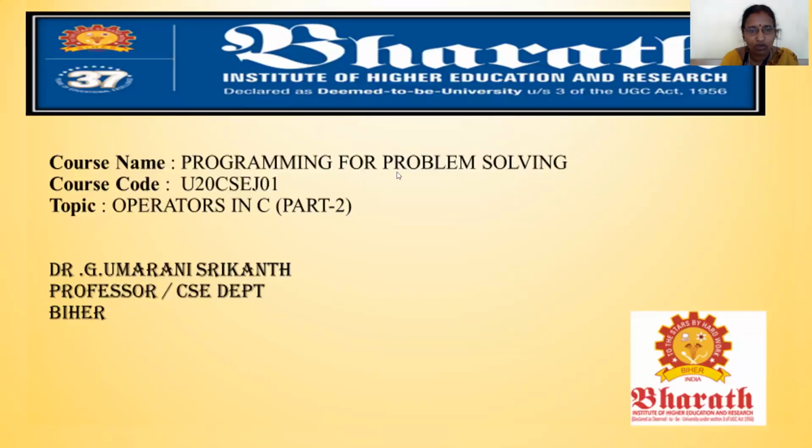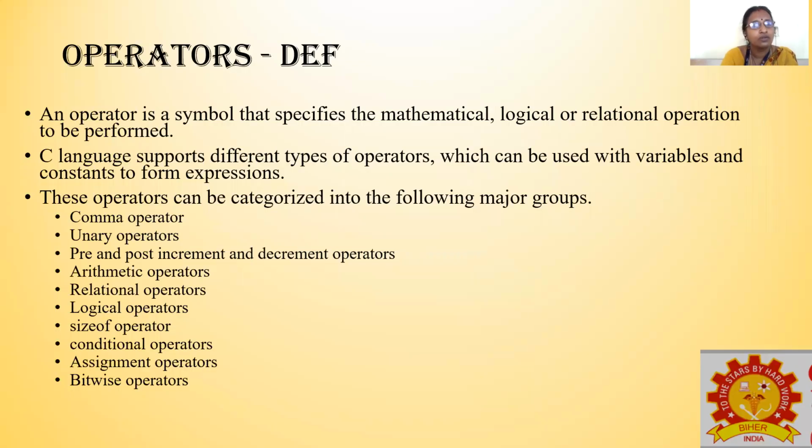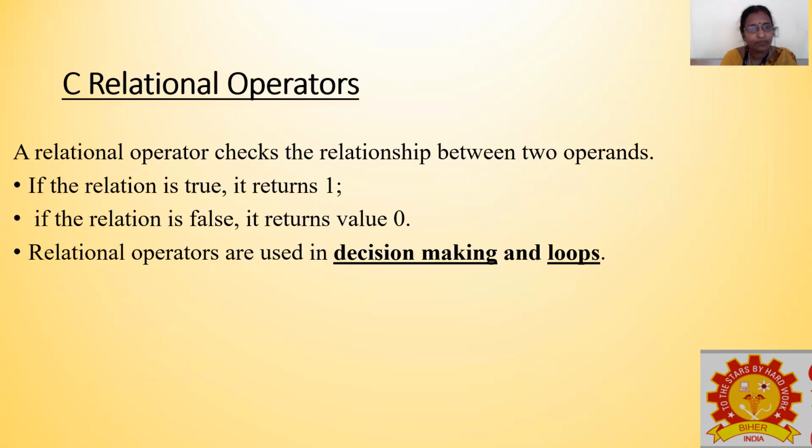So in this class, we are going to see operators in C, part 2. In part 1, we have seen the comma operator, unary operator, pre and post increment and decrement operators, and arithmetic operators. In part 2, we are going to cover relational operators, logical operators, sizeof operator, conditional operators, assignment operators, and bitwise operators. So first, let us see relational operators.